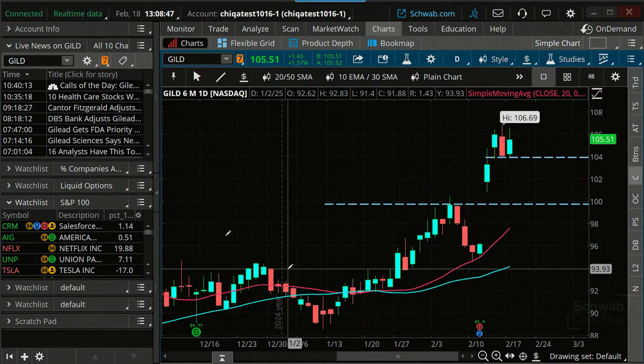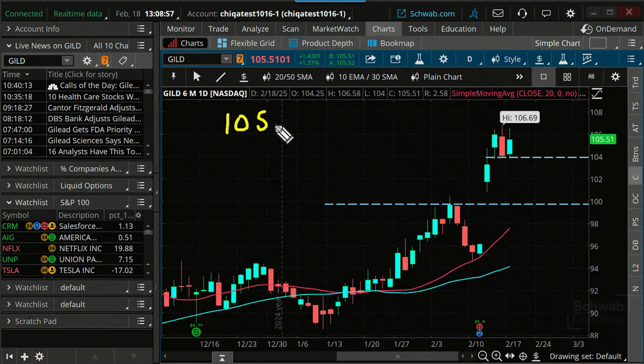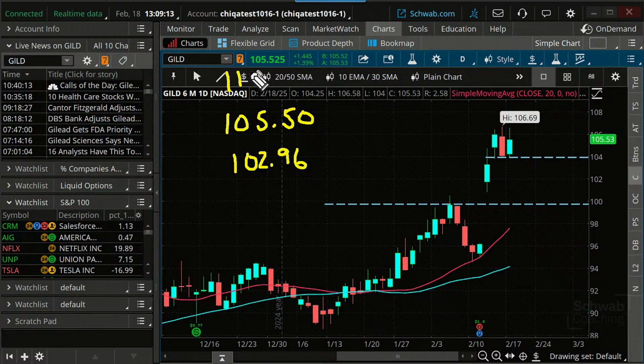Well, let's think about this from a stock position. If the stock is at 105.50, I may round just a little bit, and my stop is at 102.96, okay? And my target is at 112. Let's kind of figure out our reward to risk ratio.